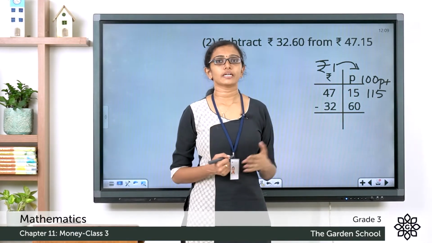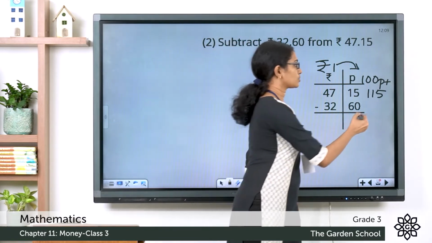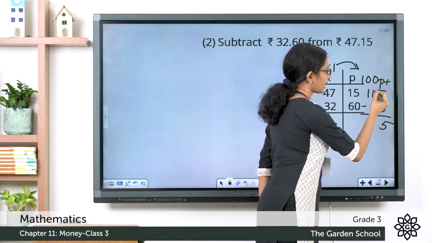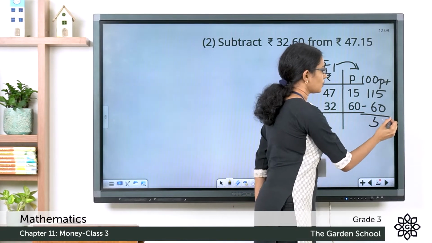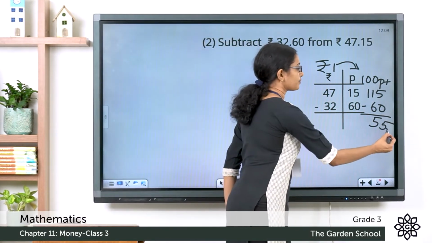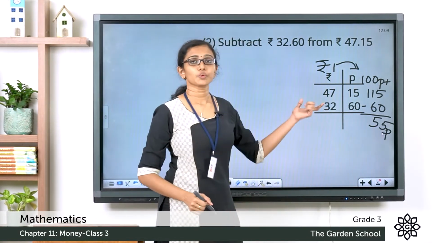So what is 115 minus 60? Let's do the subtraction here. So it is equal to 5 here, and 11 minus 6 is equal to 5. So in the paise column we have 55 paise, and moving on to the rupee column.